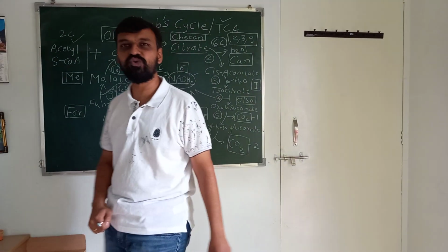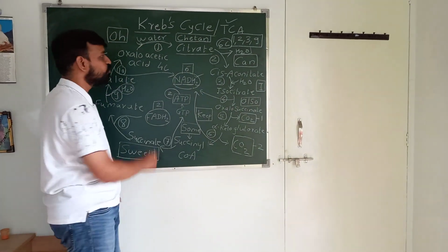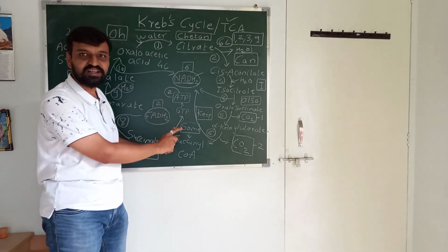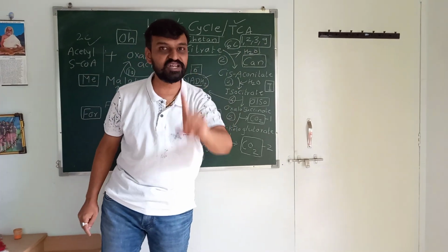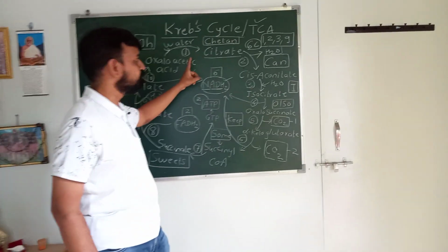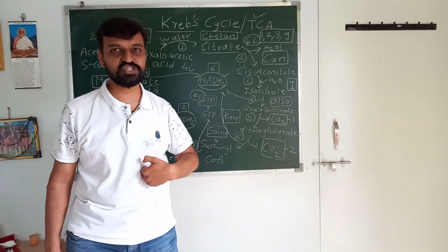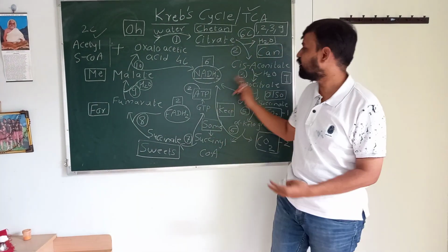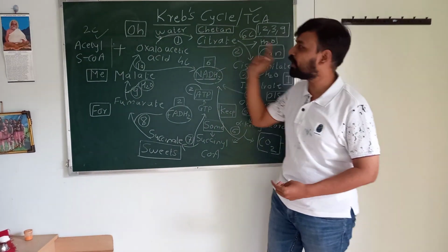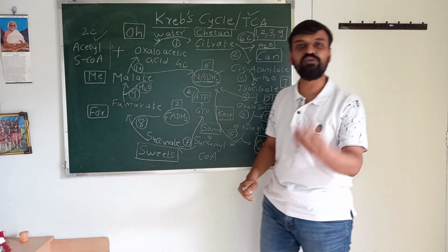So lastly, I am going to again revise the things. So in Krebs cycle, step number 1, 2, 3, 9 associated with water. Please take a note. Step number 1, water taken in. Step number 2, water given out. Step number 3, again water taken in. Step number 9, again water taken in.